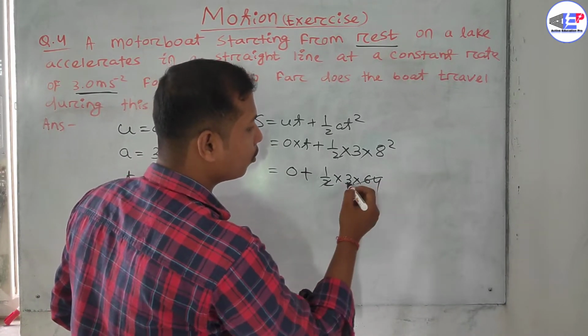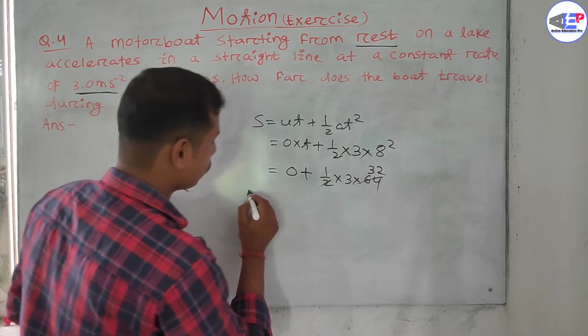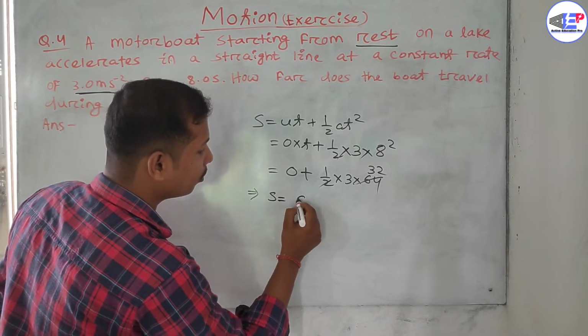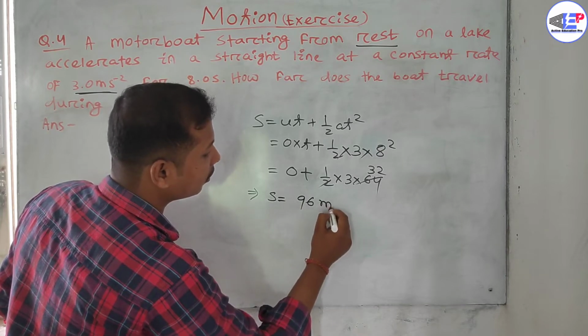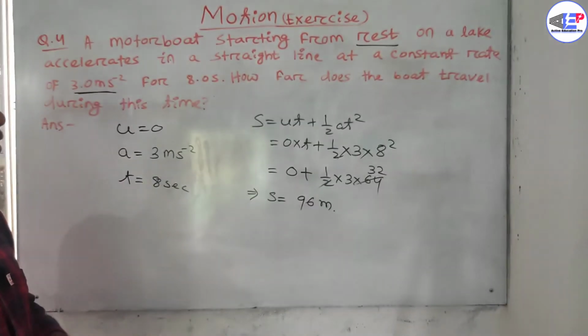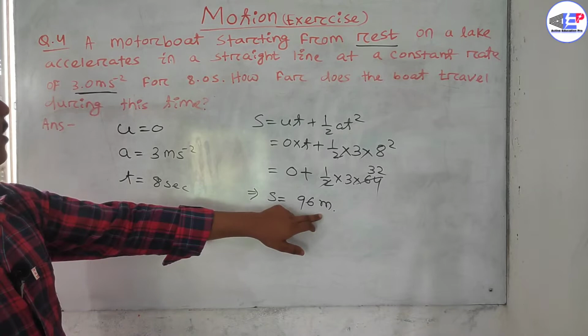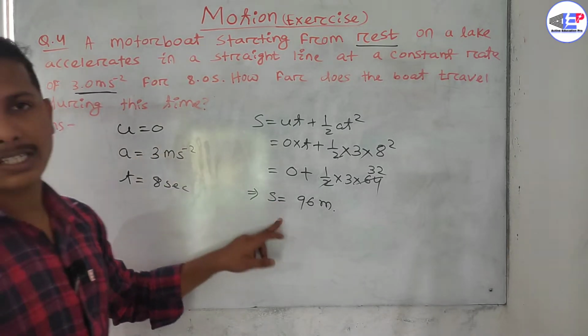By dividing 64 with 2, it will give 32. So s will be equal to 96 meter. So the boat will travel 96 meter distance during this time.